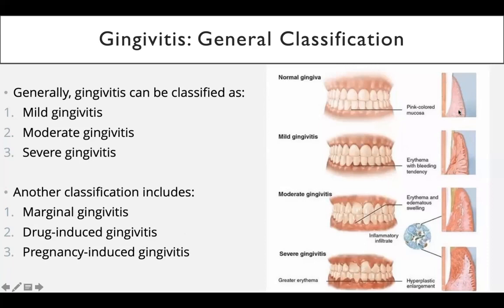Here on the right side, you can see normal is pink colored mucosa, and then erythema with bleeding tendency is mild gingivitis. Then there is edematous swelling and more tendency to bleed easily, moderate gingivitis, and then severe hyperplastic enlargement, greater erythema, more severe tendencies to bleed, and easy bleeding is severe gingivitis.